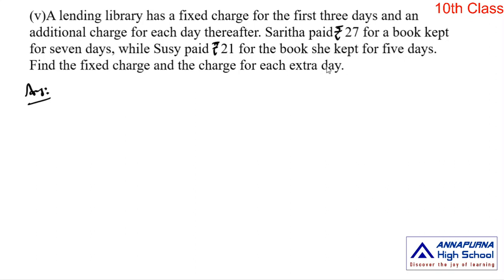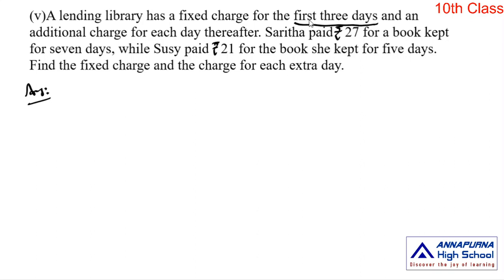I think you already solved this type of problem in the previous exercise, taxi fare. A taxi fare is a fixed charge along with the distance covered. Here also we follow the same thing. In that question taxi is there, here book is there. A lending library has a fixed charge for the first 3 days. It is clearly given for the first 3 days, but in the taxi fare it is not assigned. Observe the difference between them.